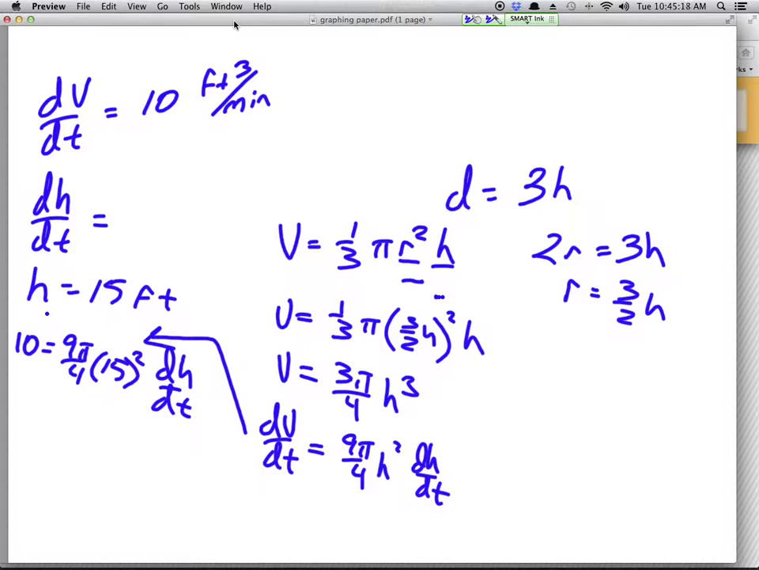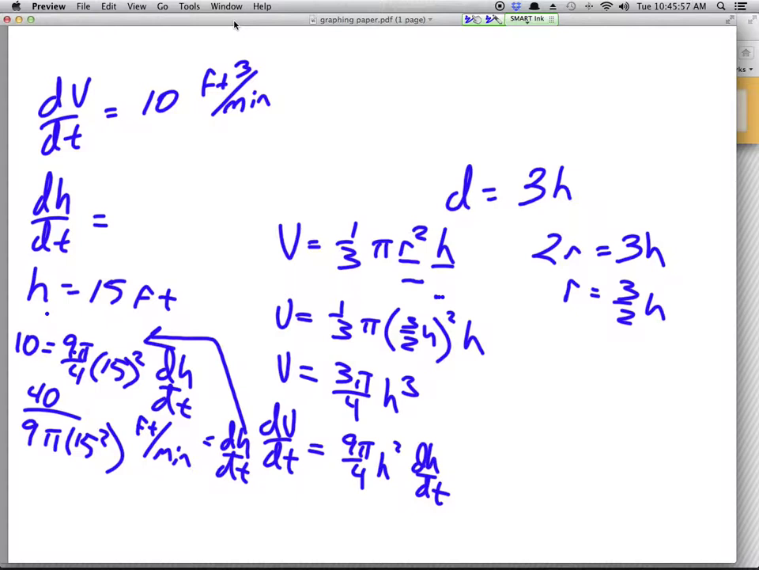All right, so I multiply the 4 over, it gives me 40, and then I divide by 9 pi and 15 squared. And that gives me dh dt. Now, what are my units if we're talking about dh dt? Feet. I'm just talking about a height. So what is height? Feet. And my time was minutes. So dh dt is 40 over 9 pi times 15 squared feet per minute.